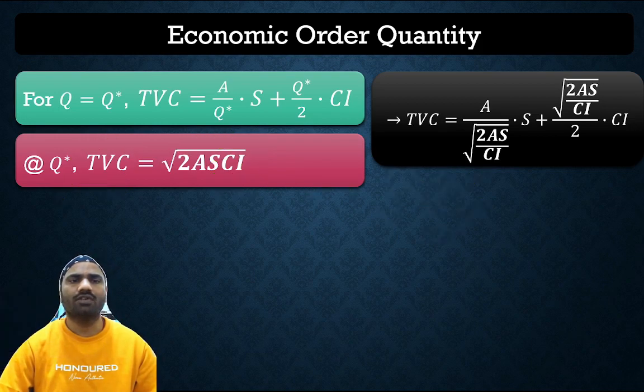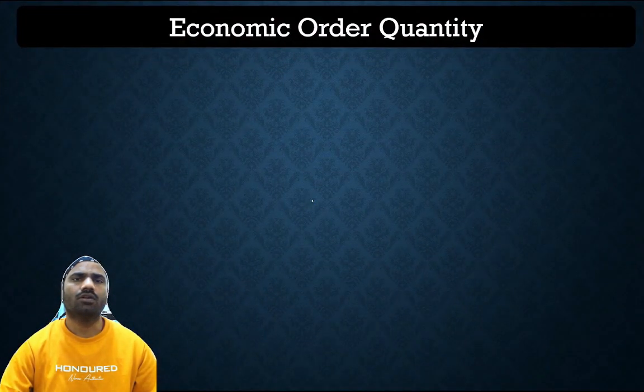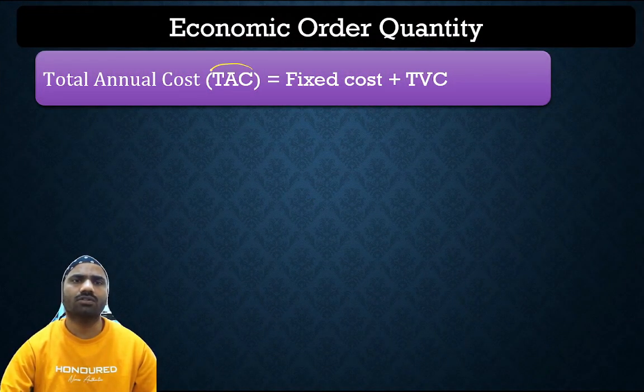So we can find the value of total variable cost as well as economic order quantity by using this formula, and we can also find the total annual cost.